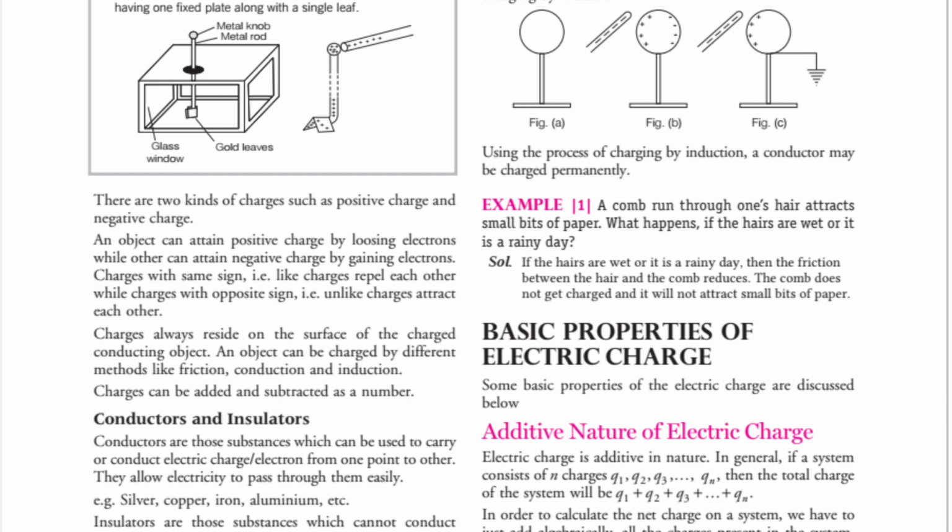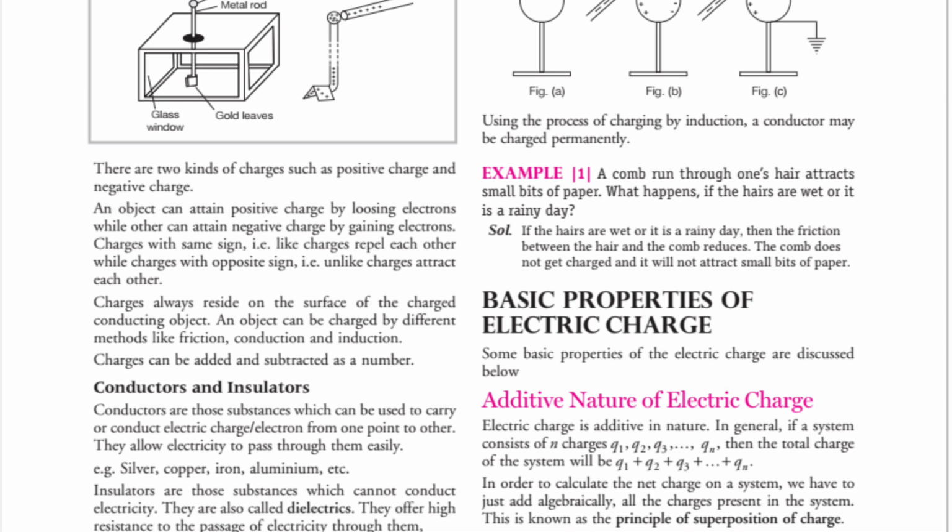Then, charges always reside on the surface of a charge-conducting object. Whatever charges we have on the surface, those charges are conducting on the object, and the object can be charged by different methods. The charge will be positive or negative by losing or gaining electrons. That all depends on the different methods like friction, conduction and induction.